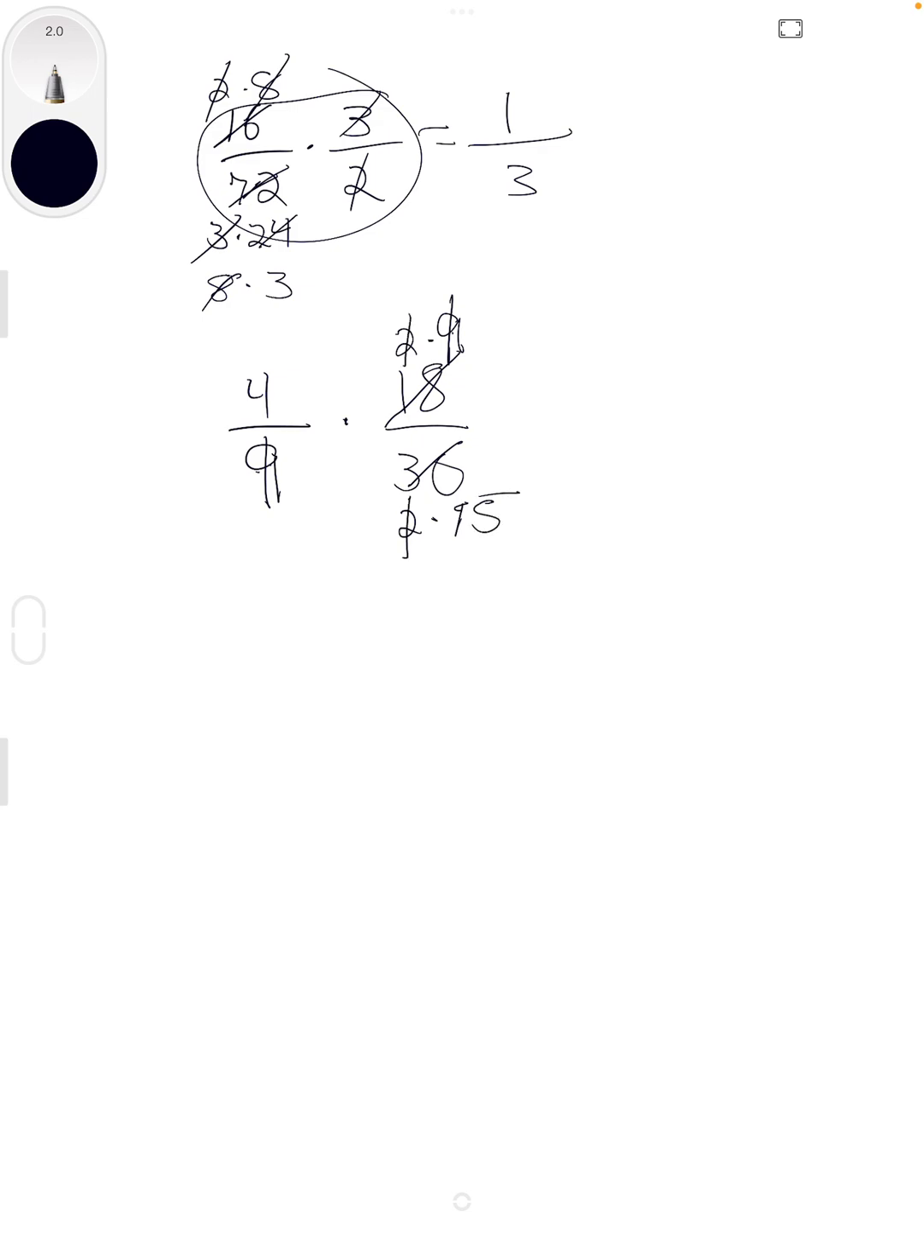I can cancel. Now I'm looking at this and I'm saying, okay, there's a 4, that's 2 times 2. 15 is 3 times 5. Those are all the prime numbers. That's as big as you're going to go. They don't cancel each other. So I'm going to end up with 4/15.